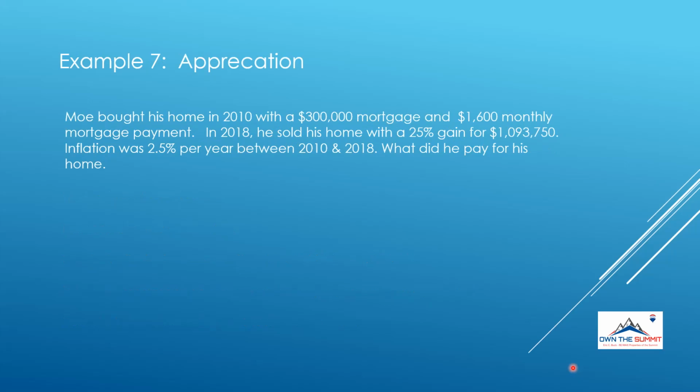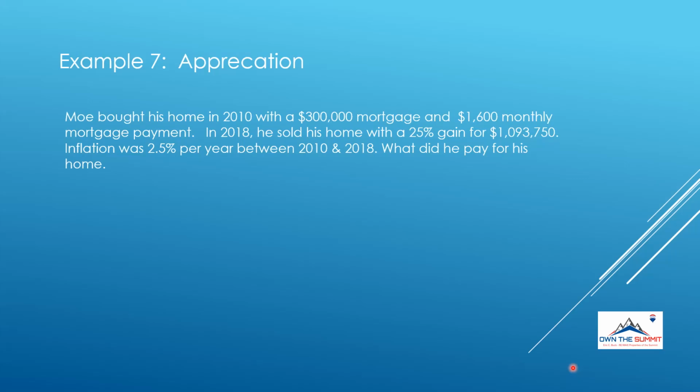Example 7, appreciation. Mo bought his home in 2010 with a $300,000 mortgage and a $1,600 monthly mortgage payment. In 2018, he sold his home with a 25% gain for $1,093,750. Inflation was 2.5% per year between 2010 and 2018. What did he pay for his home? There's a little bit of trickery in this question, and we'll get to that at the end, but let's try to solve it. What's the part?